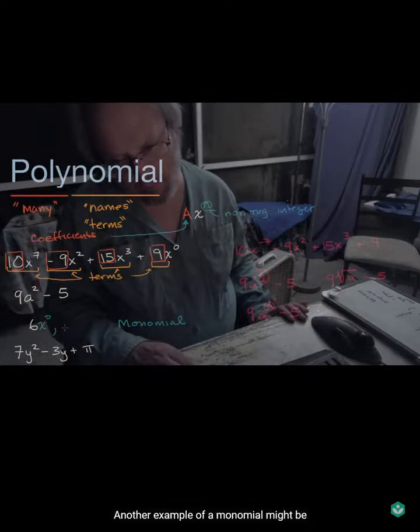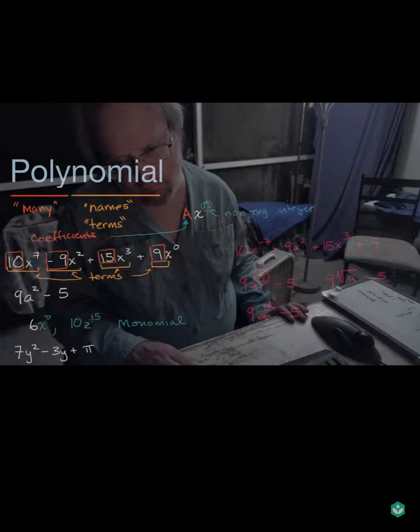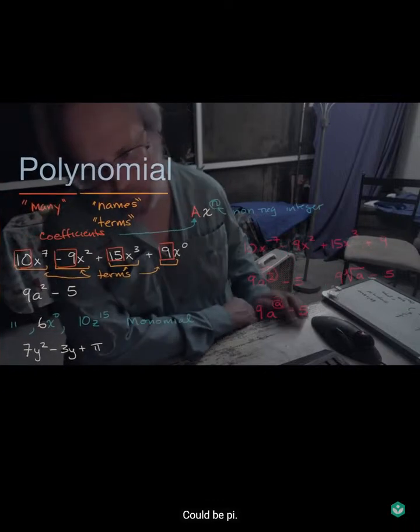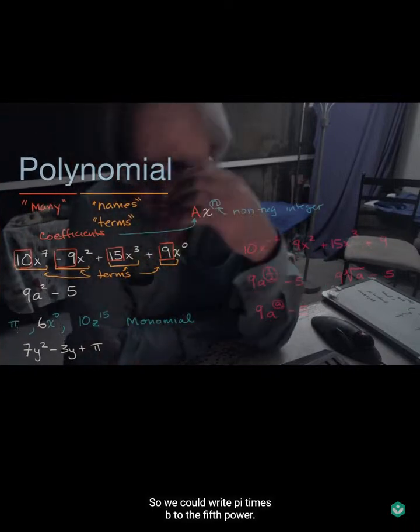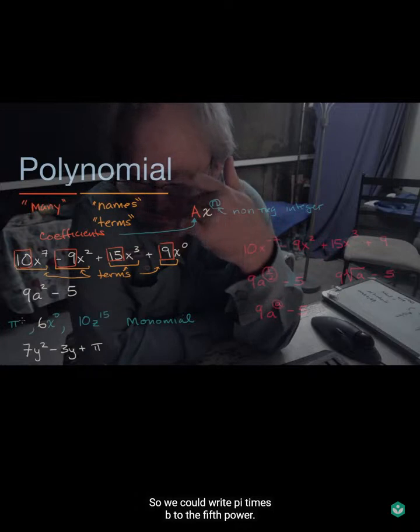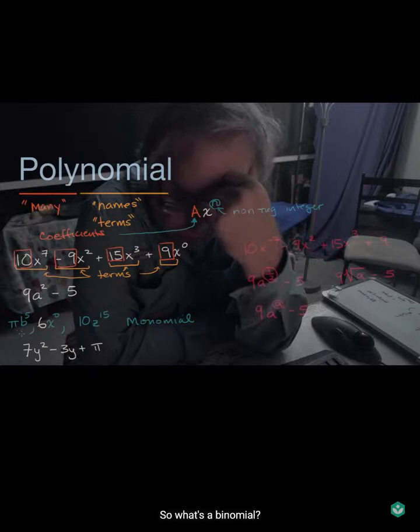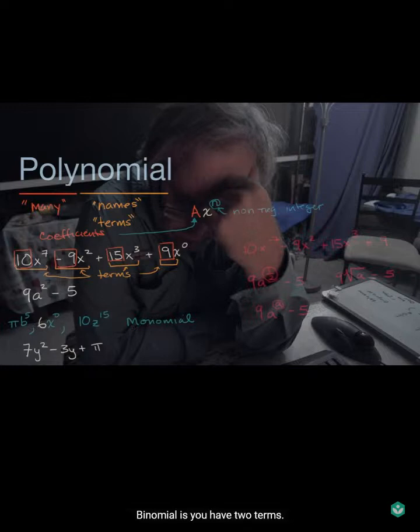But another example of a monomial might be 10z to the 15th power. That's also a monomial. Your coefficient could be pi. So we could write pi times b to the 5th power. Any of these would be monomials. So what's a binomial? Well, binomials are where you have two terms. Monomial, mono for one term. Binomial is you have two terms. So this right over here is a binomial.